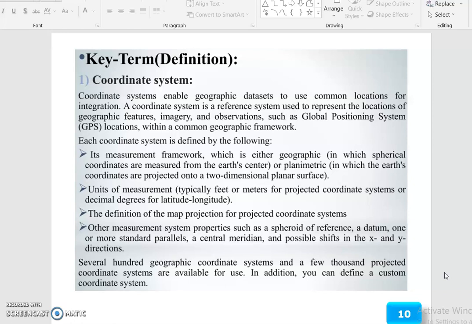The definition of the map projection for projected coordinate systems: other measurement system properties such as a spheroid of reference, a datum, one or more standard parallels, a central meridian, and possible shifts in the x and y direction. So several hundred geographic coordinate systems and a few thousand projected coordinate systems are available for use. In addition, you can define custom coordinate systems.